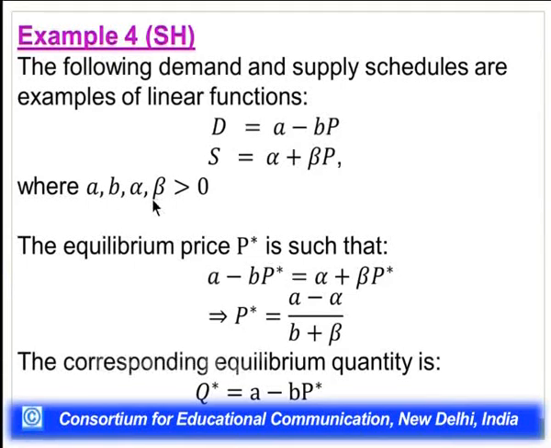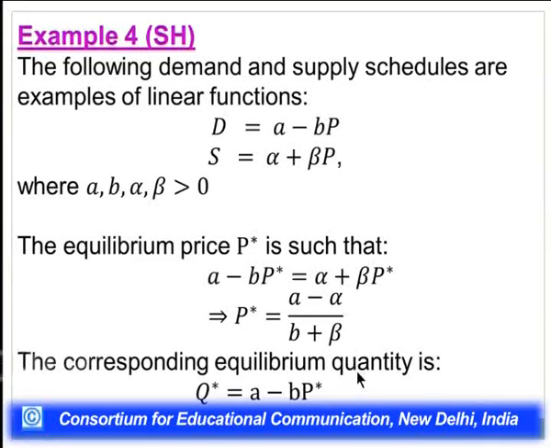By the way, here all our parameters A, B, alpha and beta are positive. The supply function is alpha plus beta P. So as we all know, the equilibrium price is such that it equates demand to supply. If I call the equilibrium price P star, that would equate A minus B P star to alpha plus beta times P star, which then gives us P star equals A minus alpha divided by B plus beta.